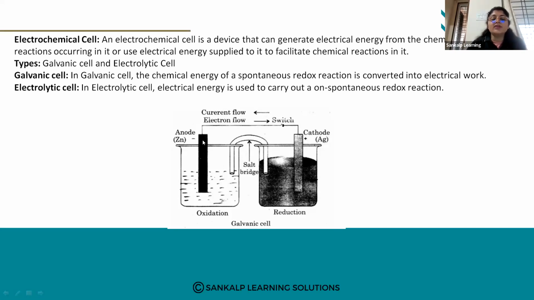The zinc anode is dipped in zinc solution, and the other is Ag, that is silver. The silver electrode is dipped into silver solution. So this is the working of the cell.